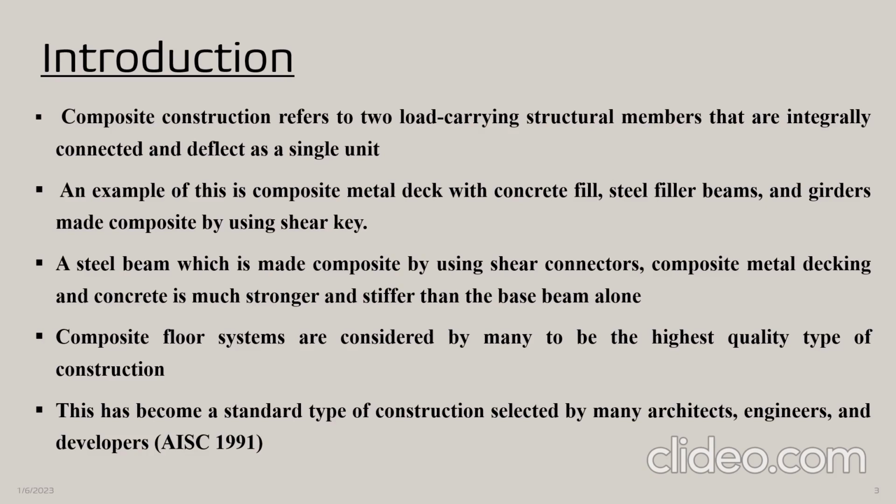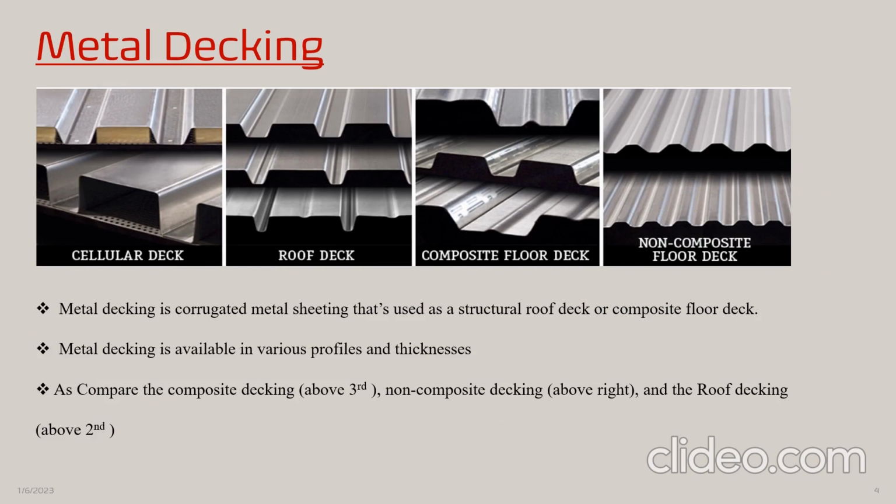AISC 1991. Metal decking. Metal decking is corrugated metal sheet that is used as a structural roof deck or composite floor deck. Metal decking usually has a ribbed or corrugated profile which is produced by a method called roll forming. Metal decking is available in various profiles and thicknesses such as cellular deck, roof deck, composite floor deck, non-composite floor deck.